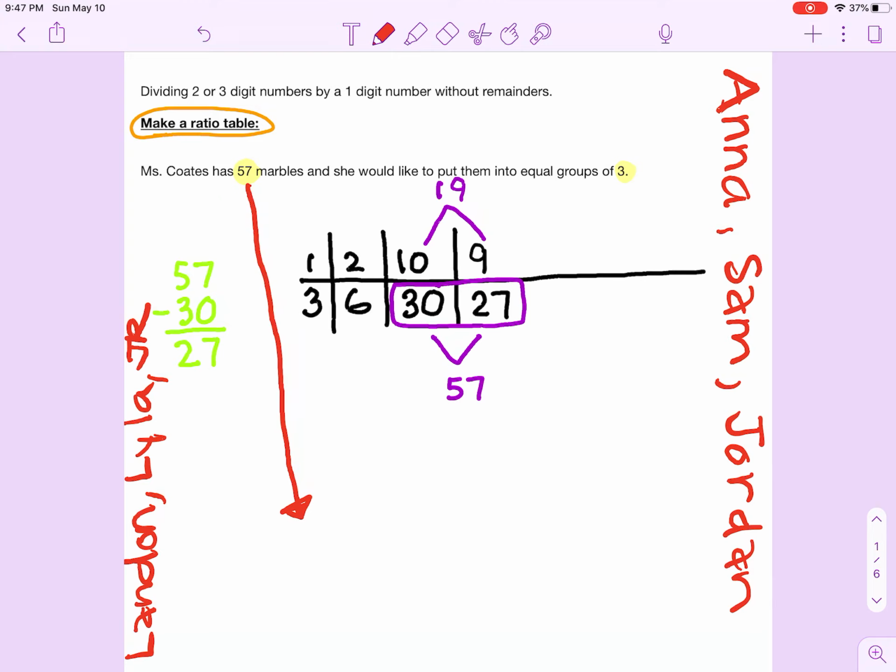So the first number I'm going to talk about in the problem today, Miss Coates has 57 marbles that she would like to put into equal groups of 3, is the number 57. 57 in this division problem is called the dividend. And we usually see dividends that are larger than any other number in our division problem because that's the number that we're going to be putting into groups.